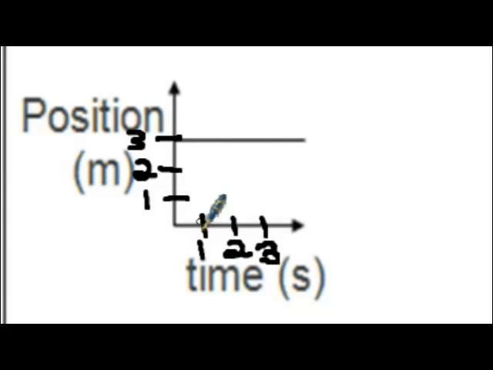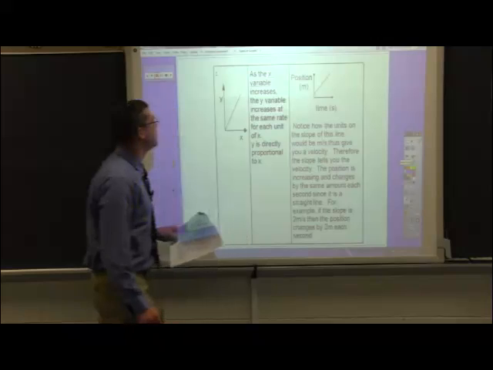If we go to 1 second, we come up, we see that the object's at 3 meters. 2 seconds, again, we come up, see where it's at. It's again at 3 meters. 3 seconds, we come up, and again, it's at 3 meters. So we can see that the position of the object does not change as time increases. So something like this, the object would not be moving.